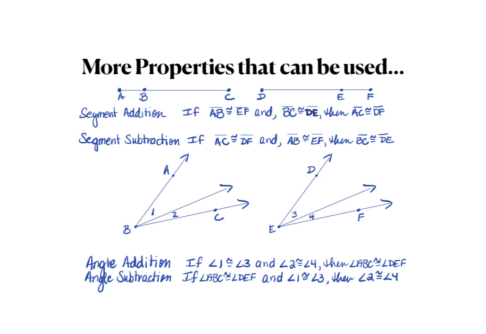So angle addition would say if I have two pieces of angle, then the whole angle combined has to be congruent. So here's an example. If angle 1 is congruent to angle 3 and angle 2 is congruent to angle 4, then I know that angle ABC is congruent to angle DEF. I can also subtract. So if I know the larger angles are congruent and a piece of those angles are also congruent, what remains will be congruent. So if I know that ABC is congruent to DEF, and then I know angle 1 is congruent to angle 3, I could conclude that angle 2 is congruent to angle 4, and the reason there would be angle subtraction.